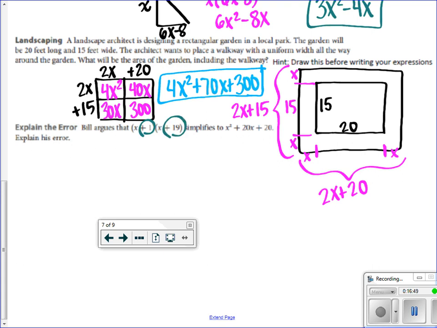Yeah, it came at the very end. The constants multiply, so what should that be? That should be 19, not 20. What did Bill do instead? Added instead of multiplying. Well, we would have x squared plus 19x plus x plus 19, right? So the 20x is good. It's just that constant.